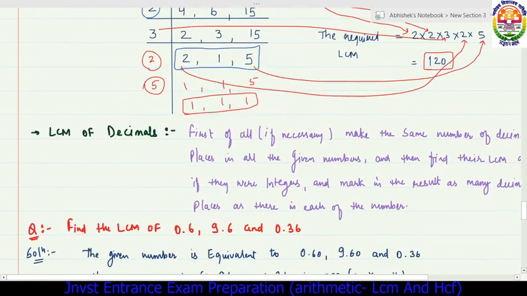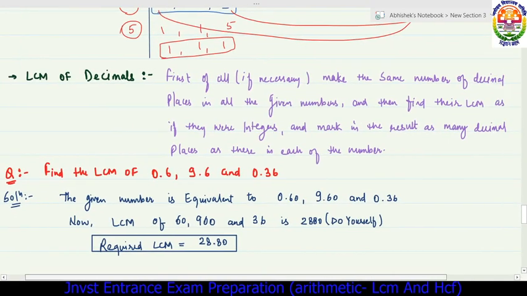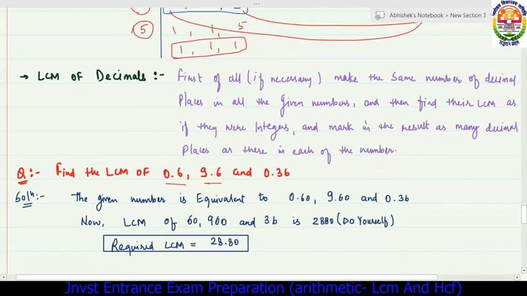Now the LCM of decimals. If I take the decimal numbers 0.6, 9.6, 0.36, the process of the HCF and LCM of decimal numbers is the same. First, we convert them into whole numbers. If I remove the decimal portion, the numbers become 0.60, 9.60, 0.36, because after two decimal places I put 0 here. The numbers are 60, 960 and 36, and the LCM is 2880. It is the same by both methods, the prime factorization method and the division method.